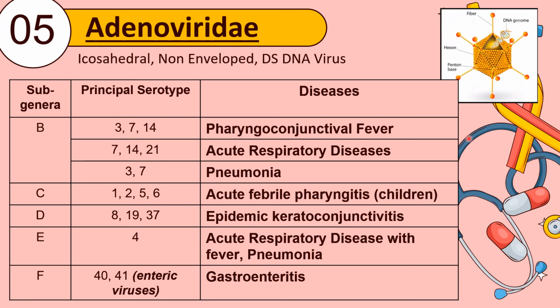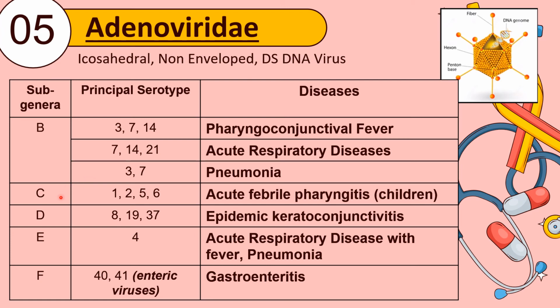All human adenoviruses are classified in the Mastadenovirus genus. They have 49 distinct serotypes and 6 subgenera. Subgenera B, serotypes 3, 7, and 14 cause pharyngoconjunctival fever. Under the same subgenera, serotypes 7, 14, and 21 cause acute respiratory diseases. Subgenera B, serotypes 3 and 7 cause pneumonia.